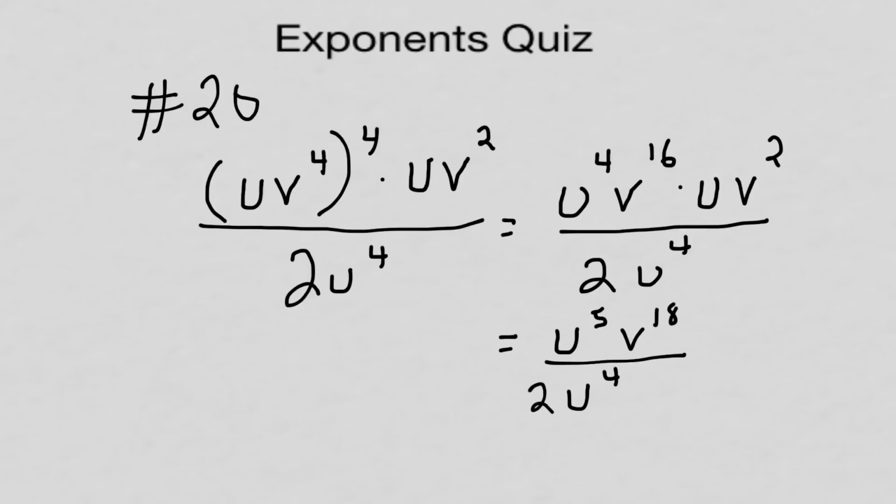All right, final step is to subtract that. Obviously the 2 is going to stay on the bottom. I end up with u to the fifth divided by u to the fourth. That's just going to leave us with u to the first, which I'll just write as u. And then I got v to the 18th divided by 1. I mean, there's no other v's on the bottom, so it's going to be v to the 18th.